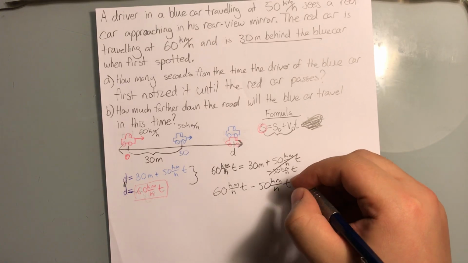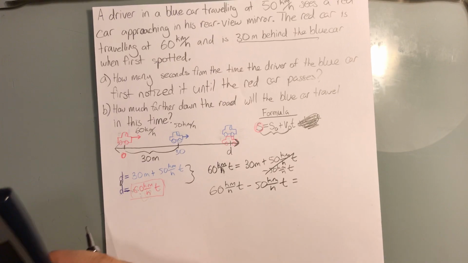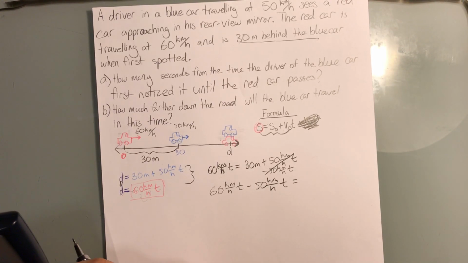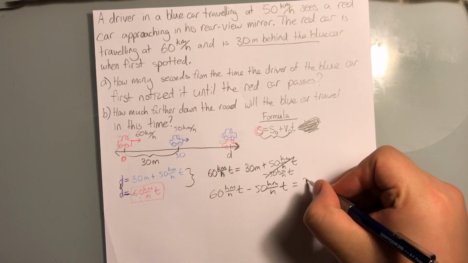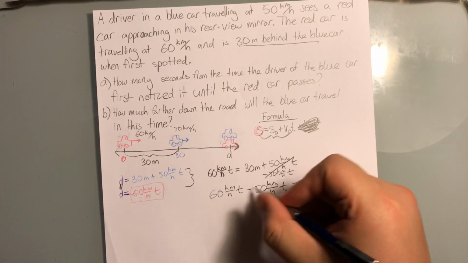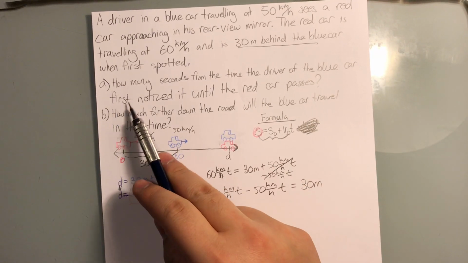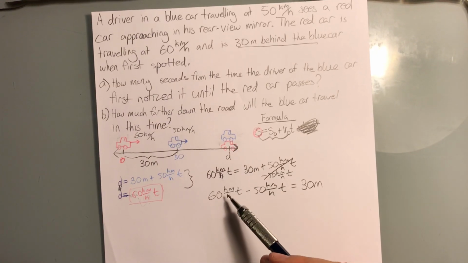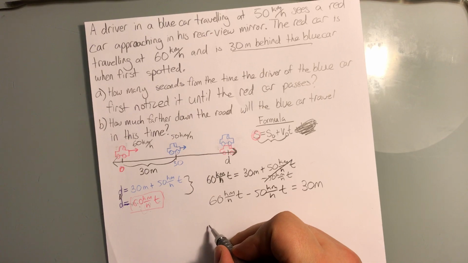What is this? Oh, my bad. This is 30 meters. Alright, I'm gonna keep this as meters, and we're gonna change these kilometers into meters. And part A asks for seconds, so we're gonna change this into meters per second. How do we do that?